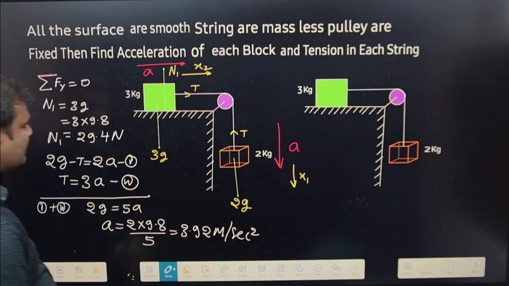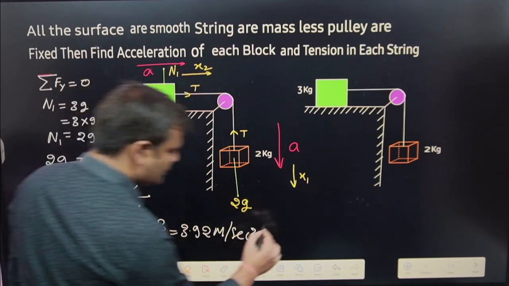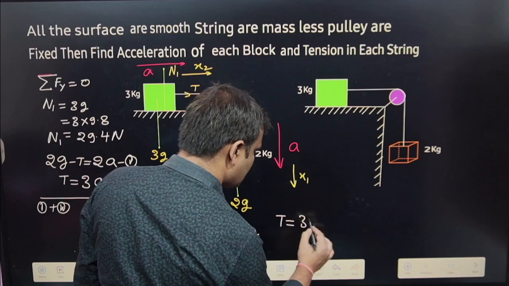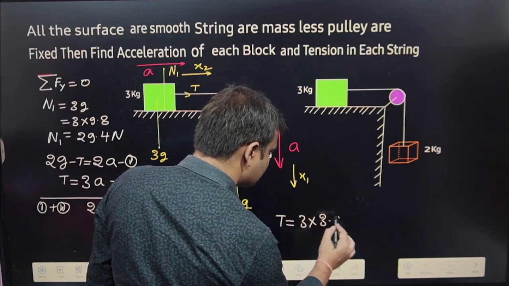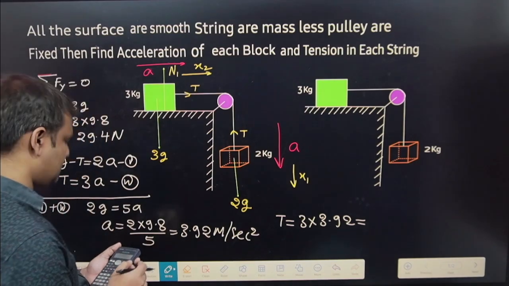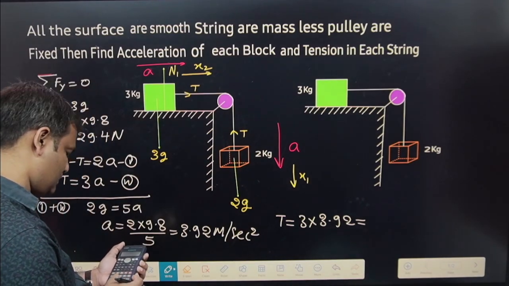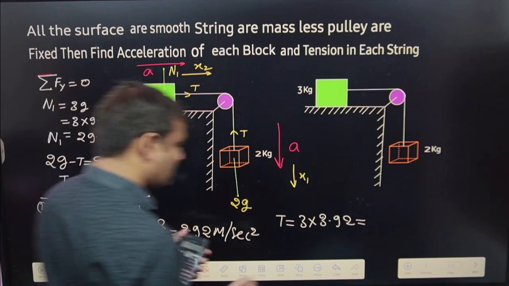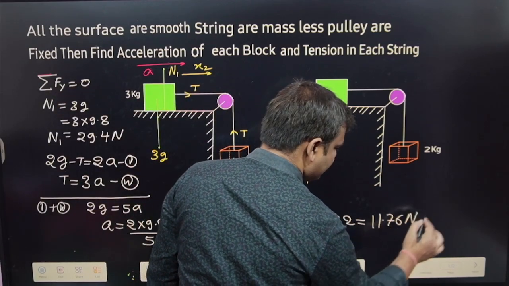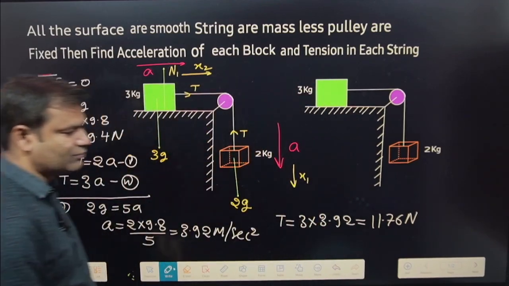But our next target is, what about tension? So T is how much? 3 into A. A is 3.92, so 3.92 into 3 is 11.76 Newton. That is the right answer. I hope you understood.